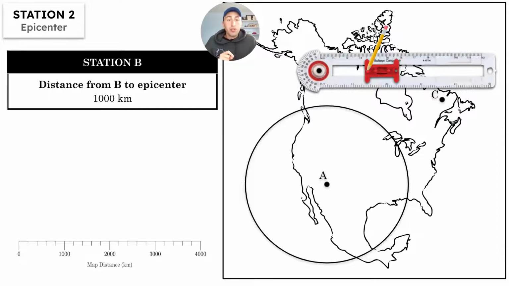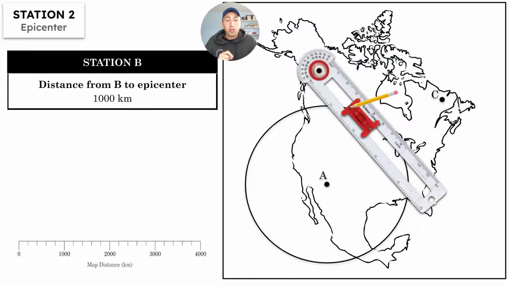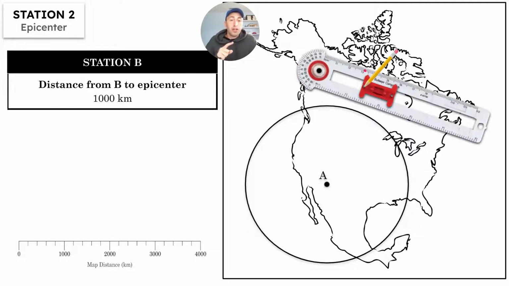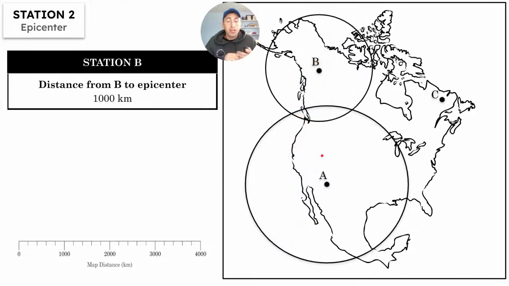You then are going to turn. You see I'm turning the compass here in a circle, and that's going to draw your circle. You're keeping your finger on this spot right here to keep it in place, and then you turn it around in a circle to complete your circle. And this will be the circle that really completes it for B. This shows a circle with a radius of 1,000 kilometers from Station B.